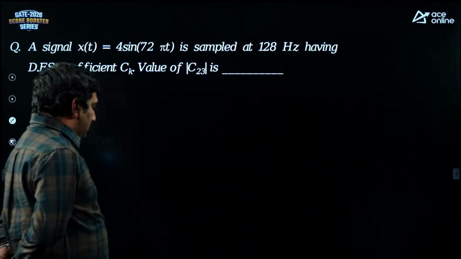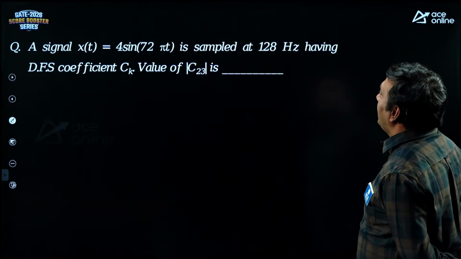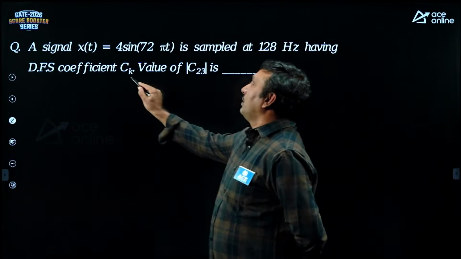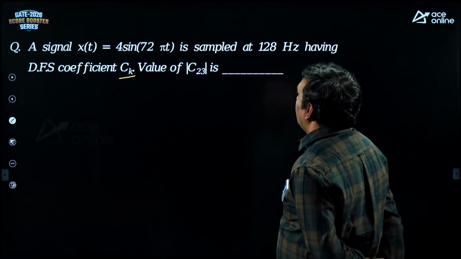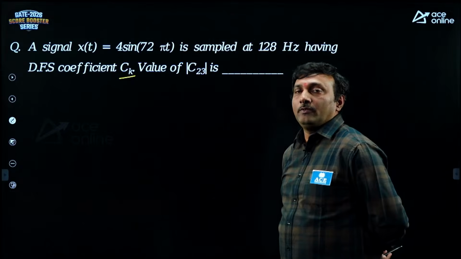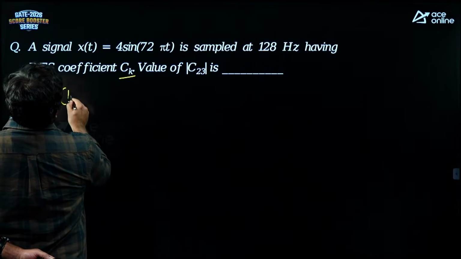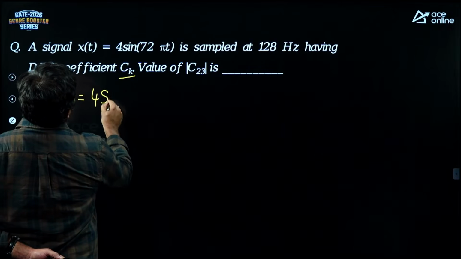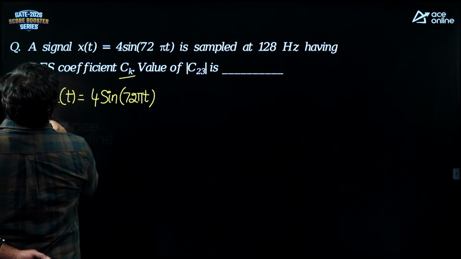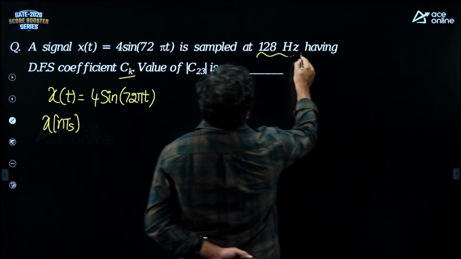A continuous signal, 4 sin 72 pi t, is sampled at 128 Hz, having its discrete Fourier series coefficient as Ck. Find the value of magnitude of C23. First, you have to convert the continuous signal to a discrete signal. What is the sampling rate stated? 128.